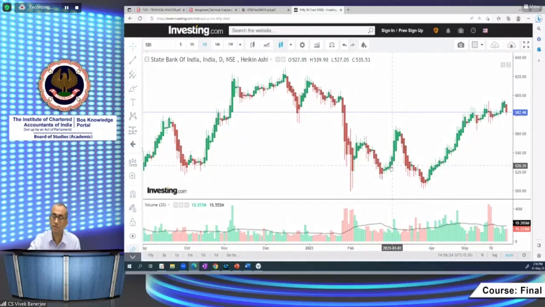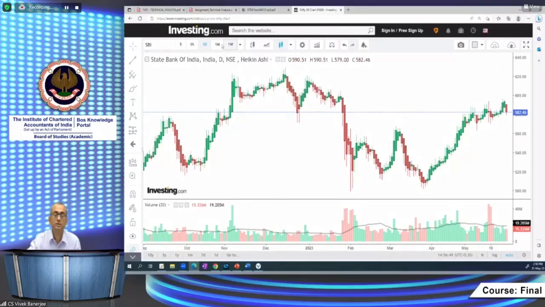Here, if you see 24th of February 2023 at the bottom, it is showing a bullish trend, a daily fluctuation, it is increasing. And then it is again showing a bearish trend for some time. Again, it is showing a bullish trend. So these are the daily fluctuations or daily trend which is showing.